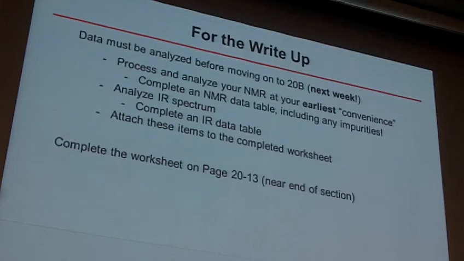Process your NMR at your earliest convenience. Complete the NMR data table. Include impurities in there. If you have a significant amount of any impurities, please include that in your NMR data table, and under the notes section, you can just identify whatever it is. Okay, analyze your IR spectrum, and complete an IR data table.